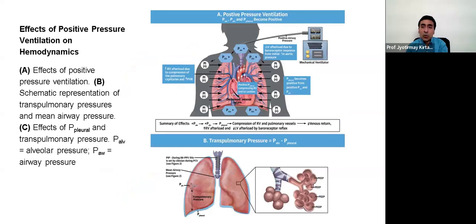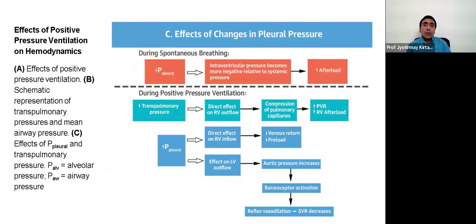So that we have just told. This is a pictorial depiction of what I have just told. So what happens when you have spontaneous breathing? The intrathoracic pressure becomes more negative relative to the systemic pressure during inspiration. So it actually sucks in blood and augments your right ventricular preload, but it would increase the afterload. Why would the afterload be increased? How does increased preload become increased afterload?